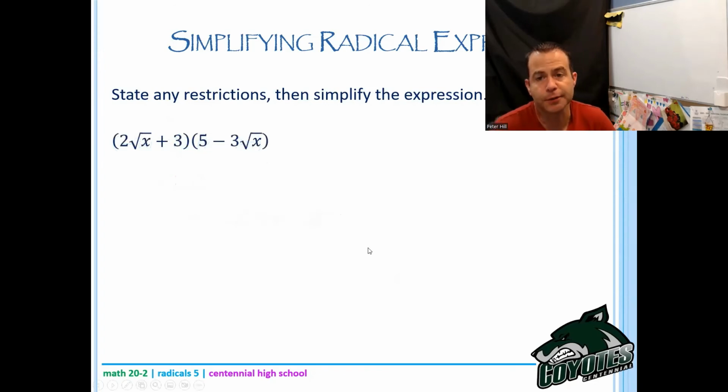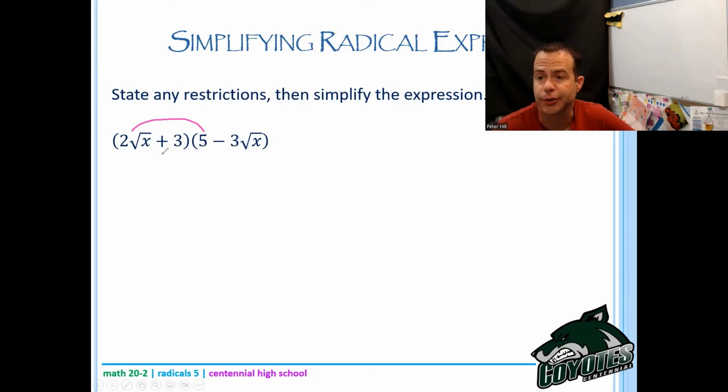Okay, so let's try this one. Now this guy is a binomial times a binomial, so you've got to be careful. You've got to multiply first, outside, inside, last. So if I multiply the first together, these guys here, that's going to give me 10 root x.